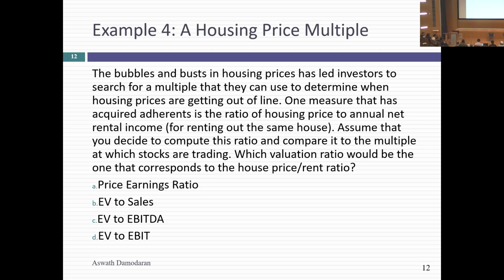So let's say you've done that for housing. You've taken the housing price and divided by net rental income. And you're trying to find the analogous variable in the equity market that you want to compare it to. Here are the four choices: price earnings ratios, EV to sales, EV to EBITDA, or EV to EBIT. Which of those four would you compare your housing price to rental income ratio to, to make a judgment?